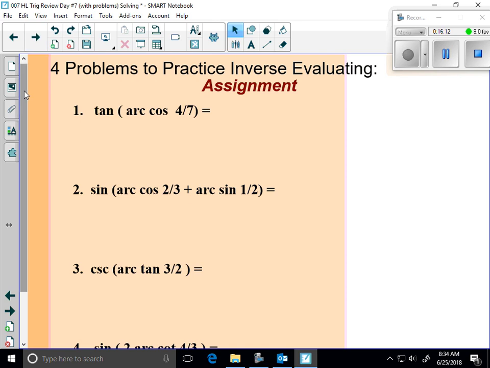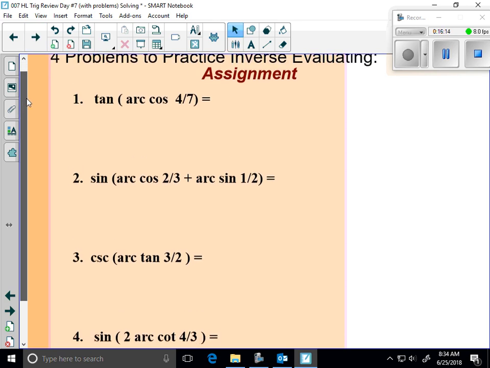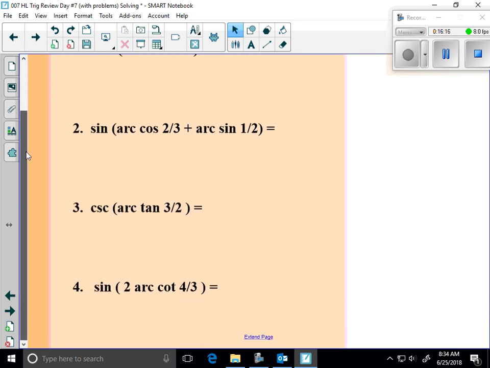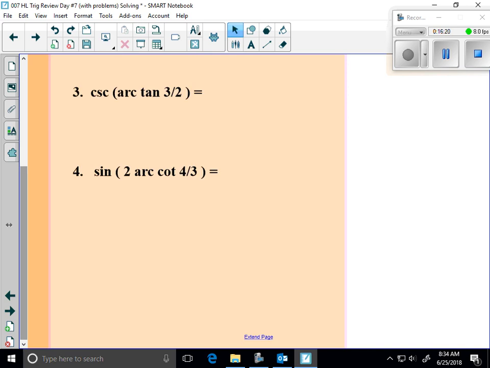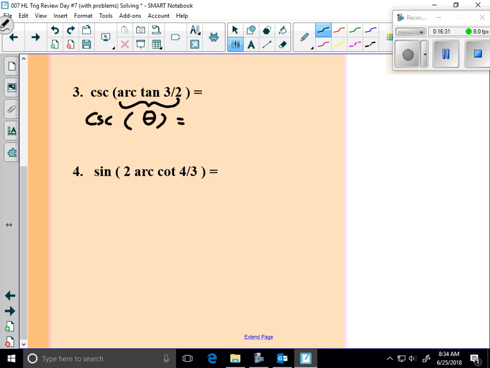All right. Why don't you try a couple of these? I'm going to go ahead and do 3 and 4. All right, so cosecant of arctangent of 3/2. So this is my angle, right? I want to do the cosecant of that angle. I'm going to figure out what that is, so I'm going to sketch.